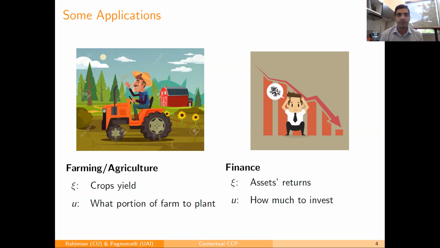You're not sure about the yields of the crops, and you want to have a chance constraint program to take care of this uncertainty, and you want to satisfy that target constraint with a high probability.